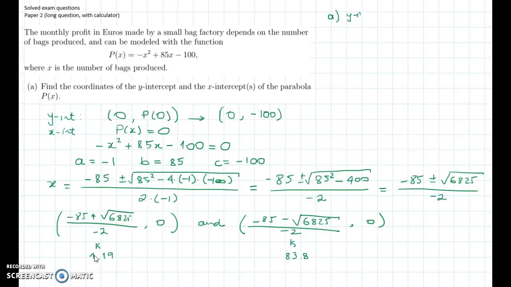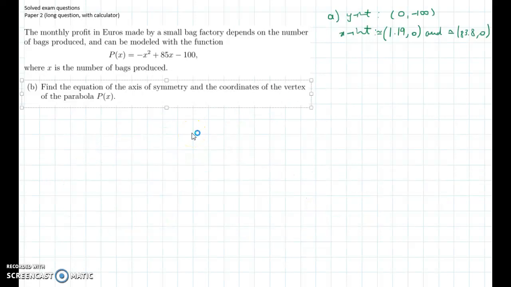So let me write over here the information we already have for part A. The y-intercept is at the point 0, minus 100. And then there are two x-intercepts at the points, I'll write approximately, because that's what's going to be useful later on, 1.19, 0 and approximately 83.8, 0. So we are ready now to move on to part B.